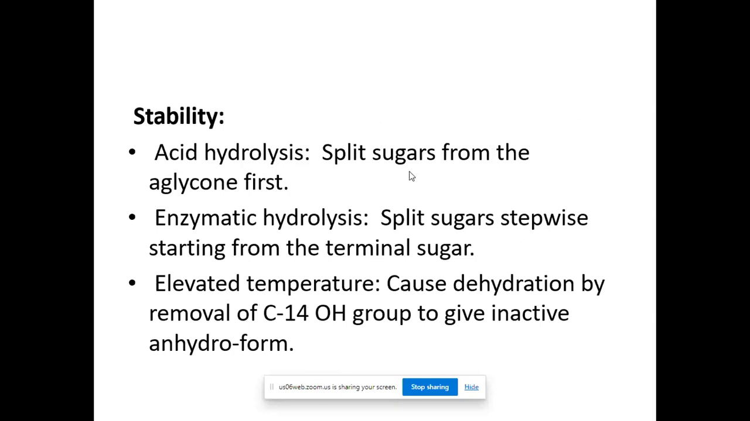So these cardiac glycosides, when you add them to acid, they will end up splitting. The sugars will be split from the glycone. For enzymatic activities, we see that it will end up splitting the sugars from the last sugar. It will end up shortening the sugar chains. The temperatures will also lead to hydration of these glycosides to give an inactive anhydrous form. In extraction of digitalis, one of the things you have to be careful of is the temperature, also with hydrolysis.